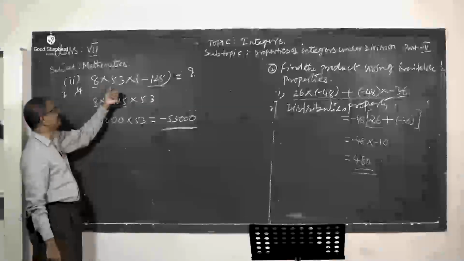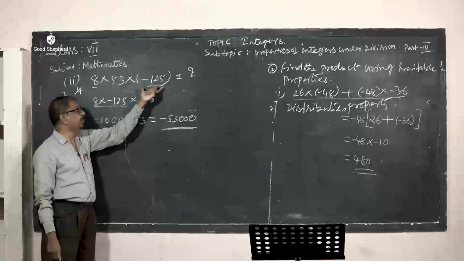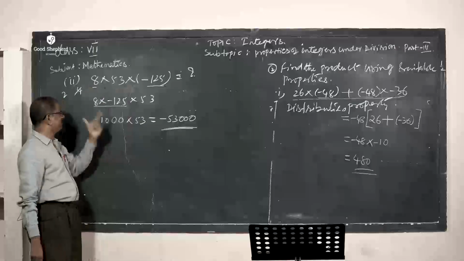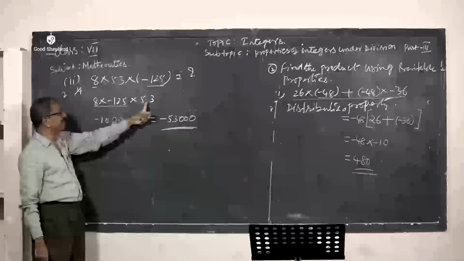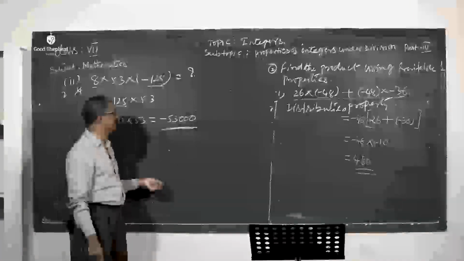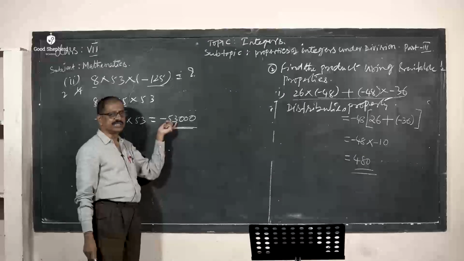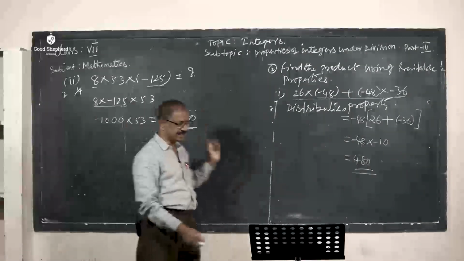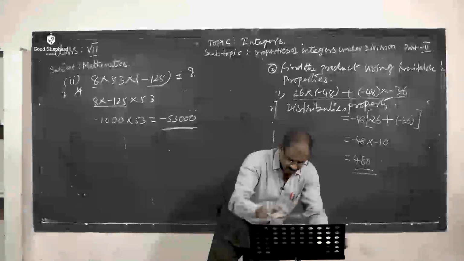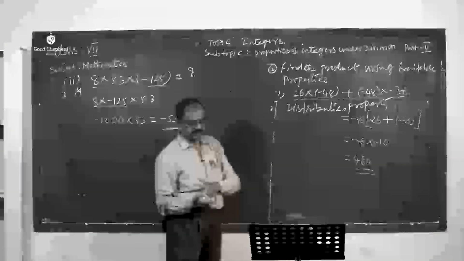Generally, we'll do 8 into 53 and multiply by minus 125. Now, make it a grouping, 125 into 8. First you do that, then next you multiply with the 53. Its form is very simple, minus 53,000. We can do the product of these numbers. So, we are using the associative property. This is very simple.